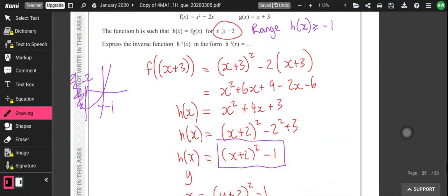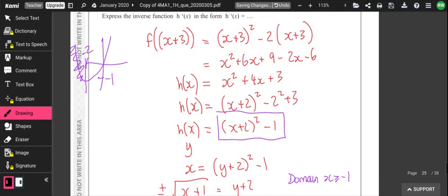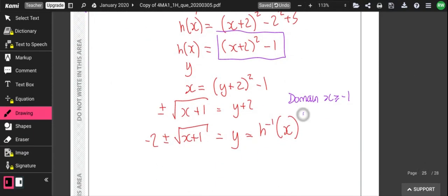So that's the reverse of the normal function. And the range is going to be h1 of x has to be greater than or equal to negative 2. What that means is if the range can only be greater than or equal to negative 2, we can't do minus 2 minus this thing, because that would result in us breaking the rules of the range.